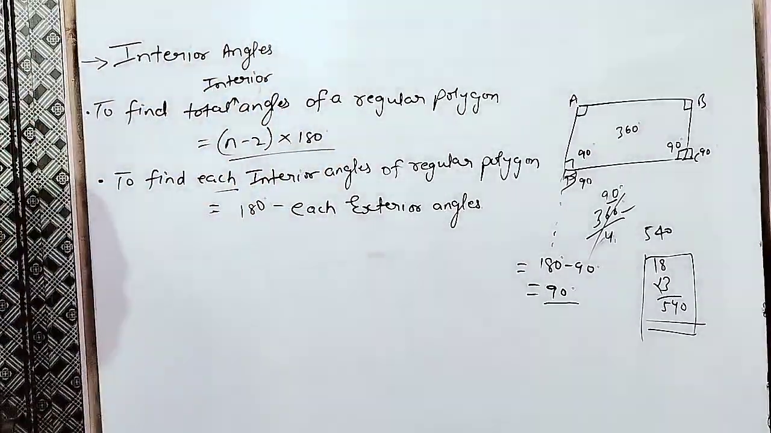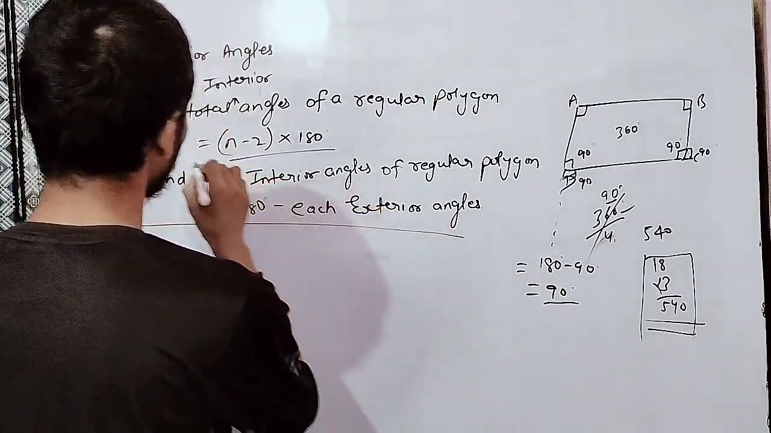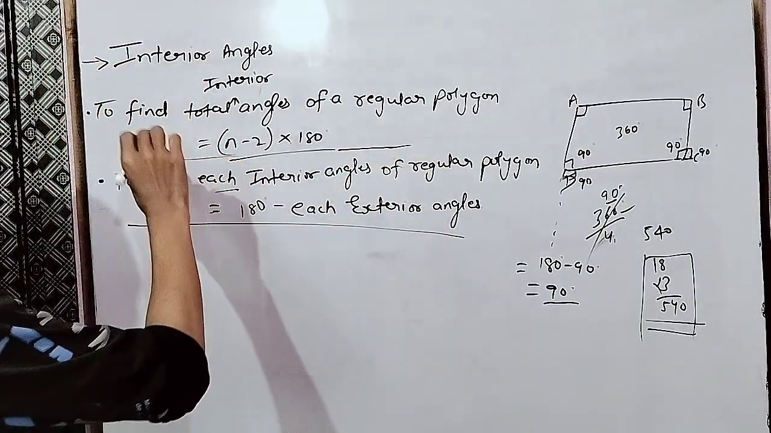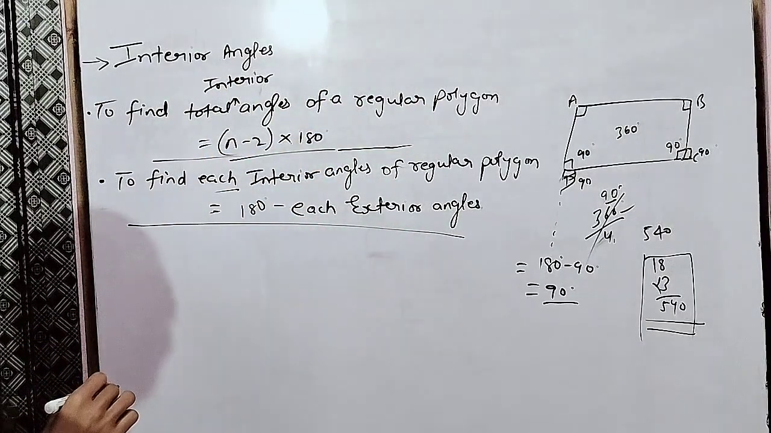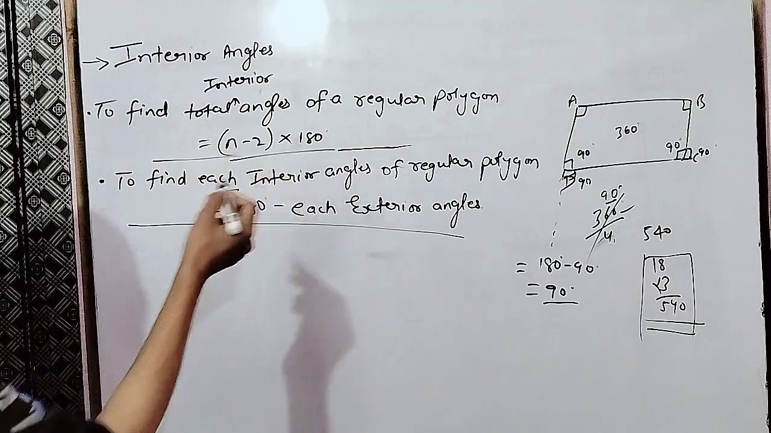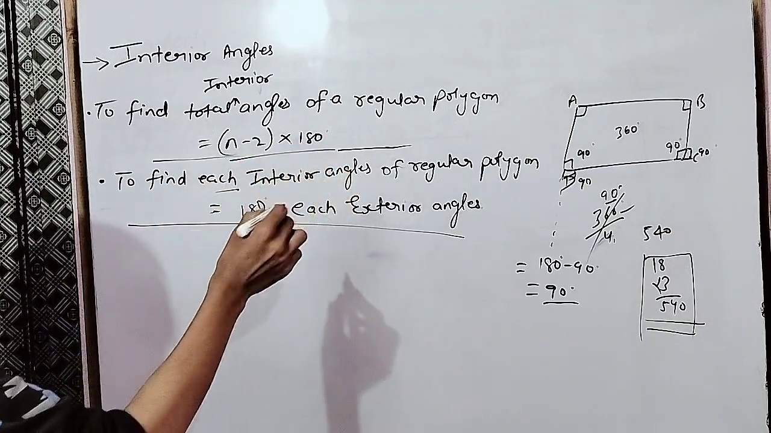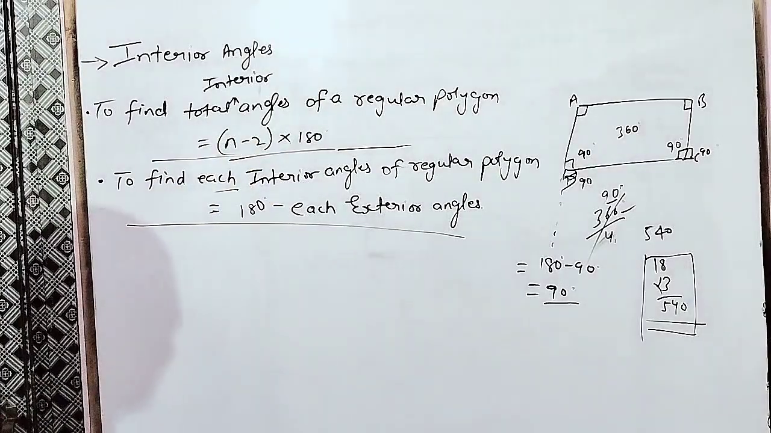Okay. So here we have two formulas. First, to find the total interior angles of a regular polygon, we will apply this formula, and if we want to find each interior angle of that polygon, we will apply this formula.